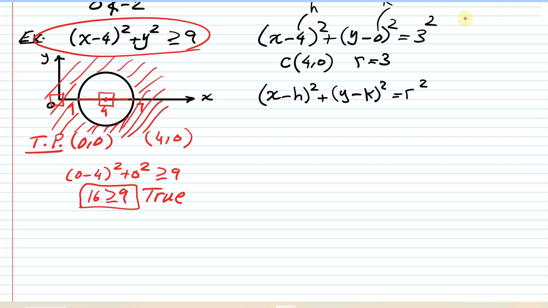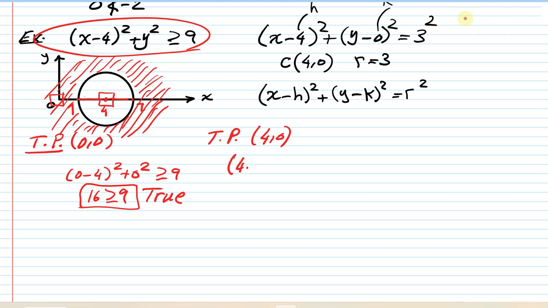You notice we do not have a half plane. We have an entire plane, the entire coordinate system, except what's inside the circle. Now, let's say my test point is now, I'm going to change it to 4, 0, the center of the circle.